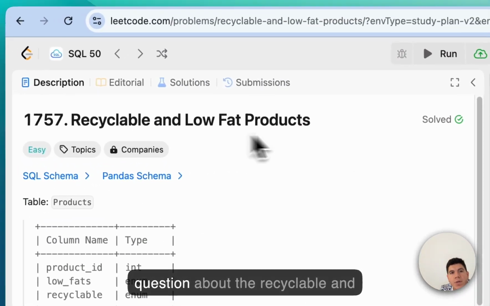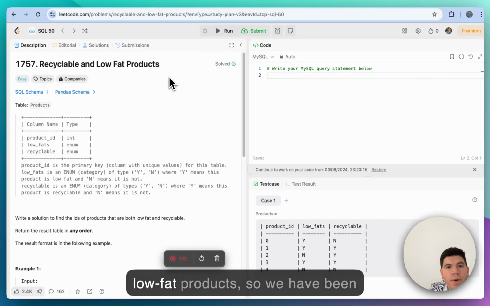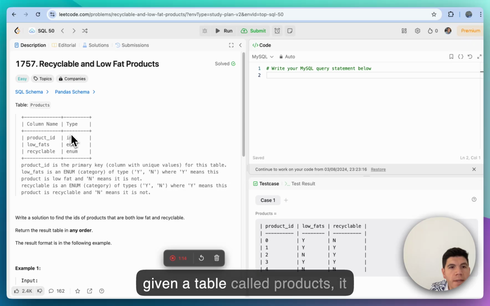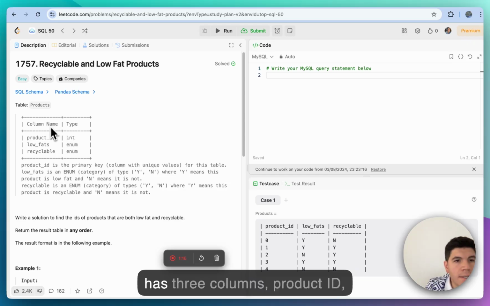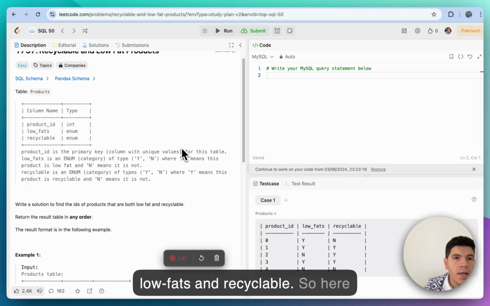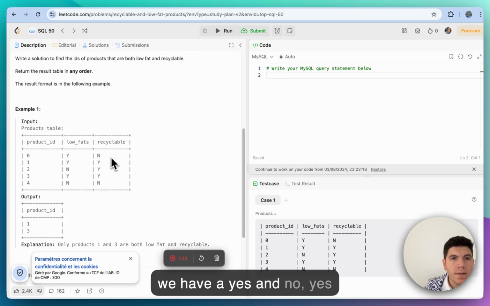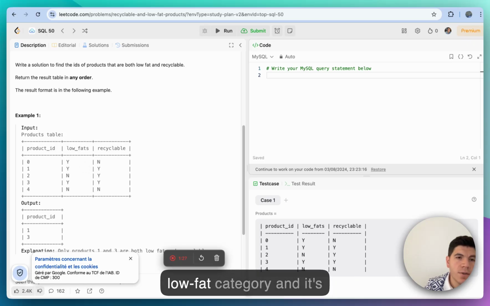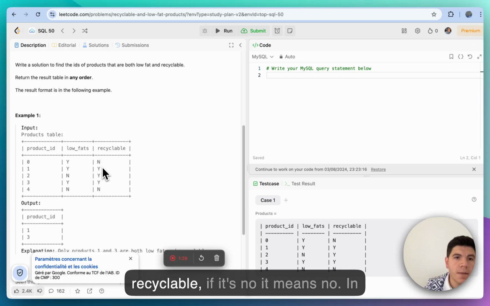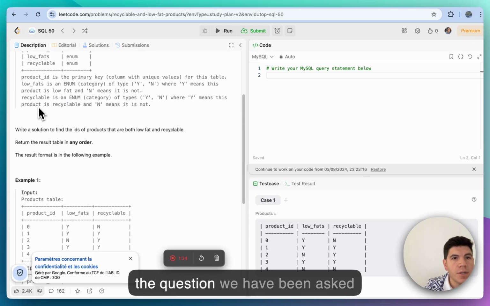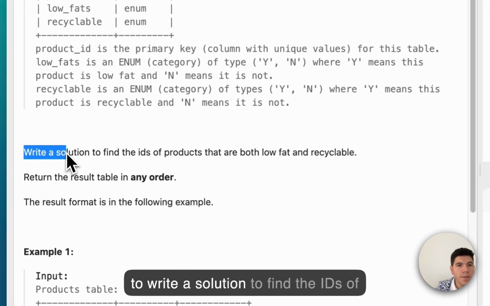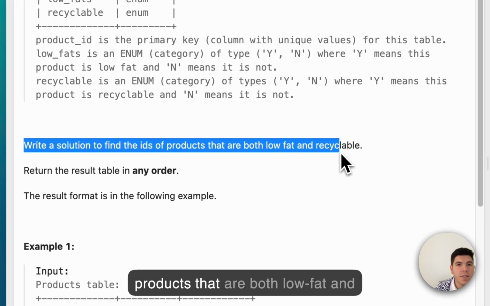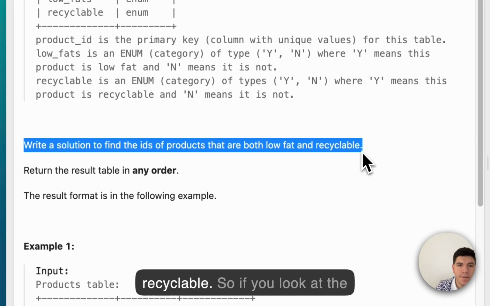In our first question about recyclable and low-fat products, we have been given a table called products. It has 3 columns: product ID, low fats, and recyclable. Here we have a yes and no. Yes means the product has a low fat category and it's recyclable. If it's no, it means no. And in the question, we have been asked to write a solution to find the IDs of products that are both low fat and recyclable.